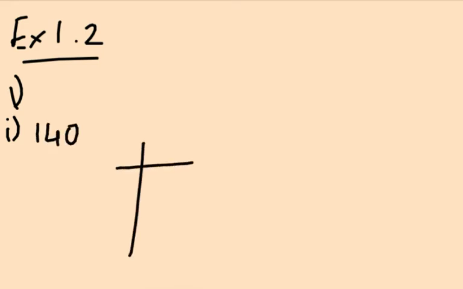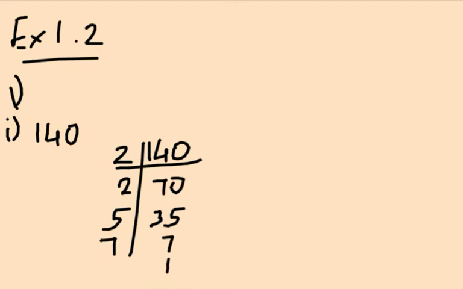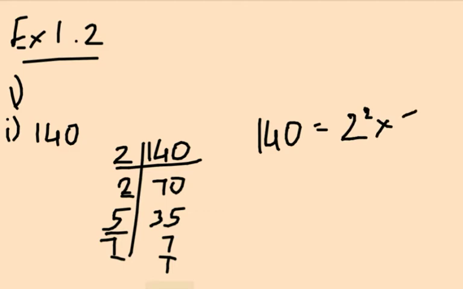Let's start with the exercise. So exercise 1.2, first part. So 140, we factorize 140 as this. 2, 70, 2, 35, 5, 7, 7, 1. So we wrote 140 is divisible by 2 completely, so we divided it. 70 is divisible by 2 completely, so we divided it. 35 is divisible by 5 completely, so we divided it. And 7 is divisible by 7, so we completely divided it. Now these are all prime numbers, so the factors of 140 are 2 square into 5 into 7.